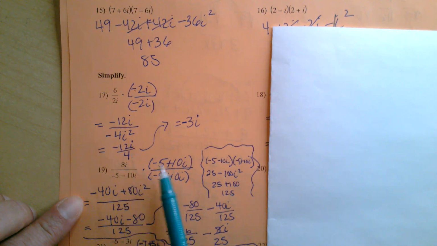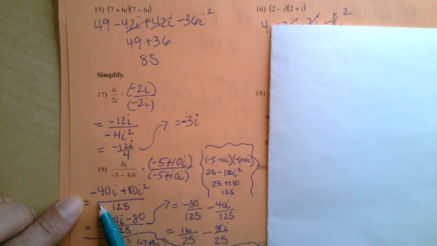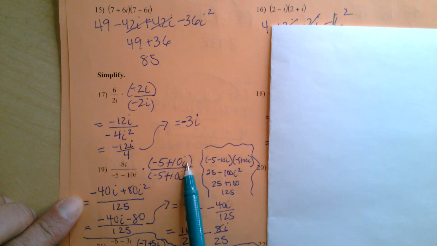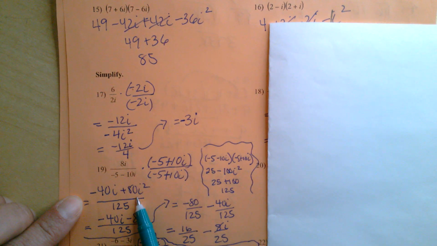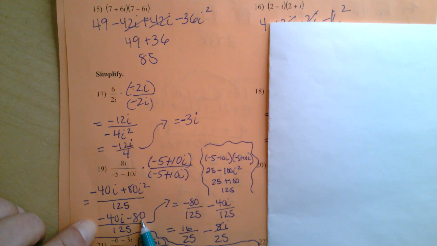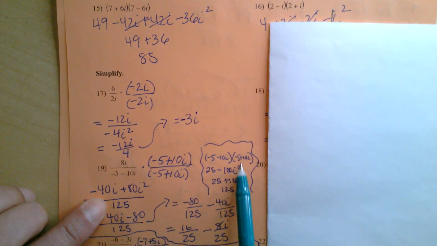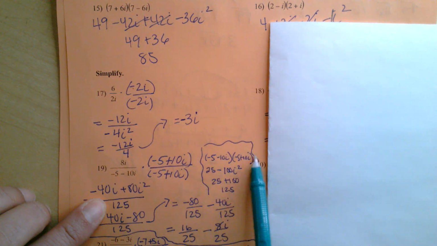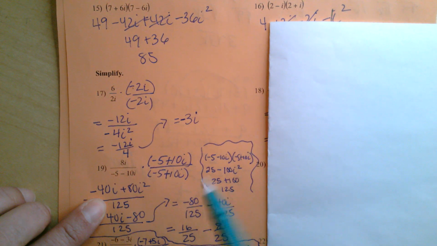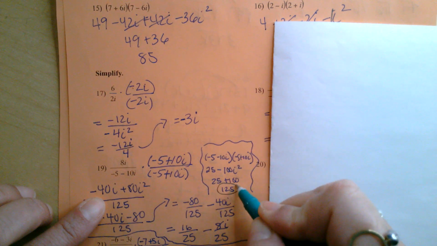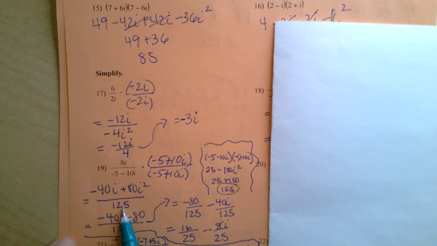So first I just did 8i times negative 5, which gives me negative 40i, and then 8i times 10i, which gives me 80i squared. And then I just rewrote it as negative 40i minus 80. To get this 125, you're going to look over here. I multiplied my conjugates, and I got 125. So this answer just came down here as 125.